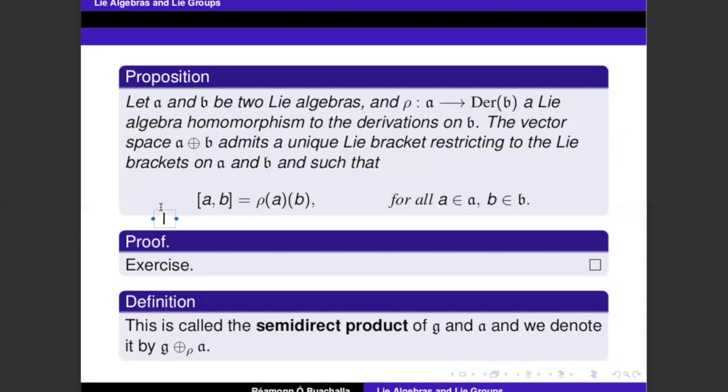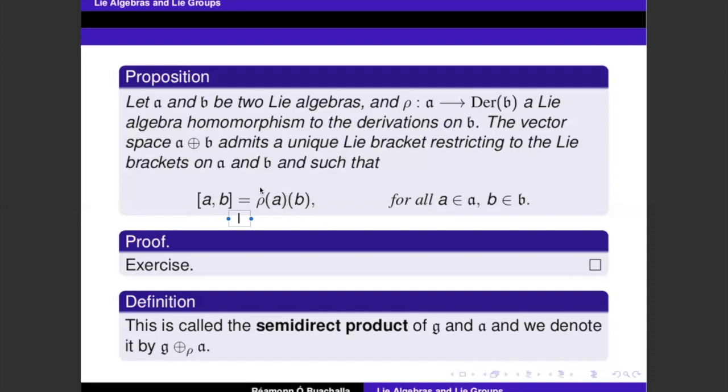There's basically a unique way to extend the Lie bracket on A and the Lie bracket on B to a Lie bracket on this direct sum, such that if you have two elements, A and A prime, which live inside A, then the Lie bracket on these is just the Lie bracket of A. And similarly for the Lie bracket of B, just as it was in the direct sum case. The difference comes when you have an element A and an element B, then their Lie bracket. For the direct sum, this Lie bracket would be 0. But here we're asking that it's rho of A applied to B.